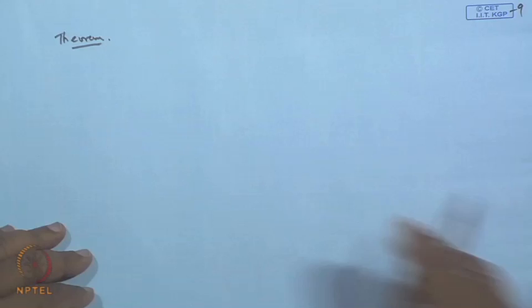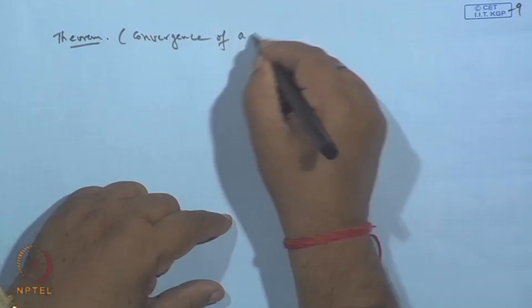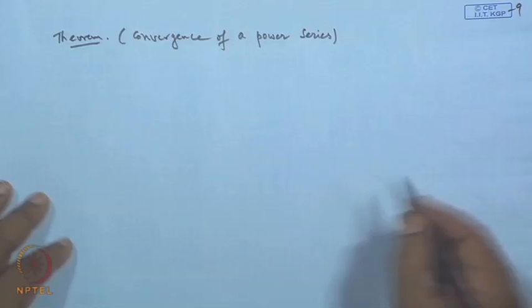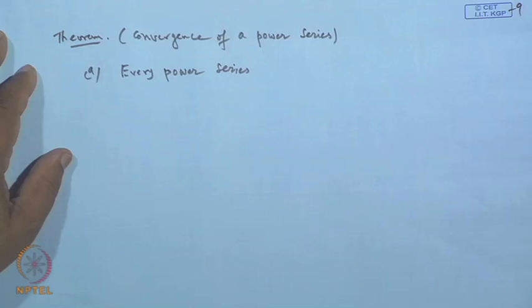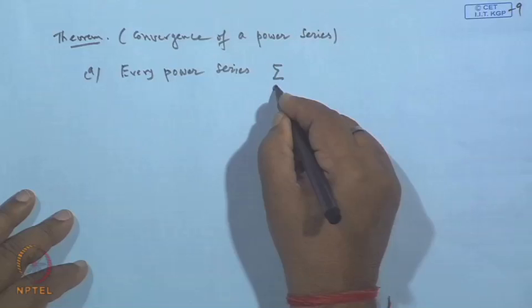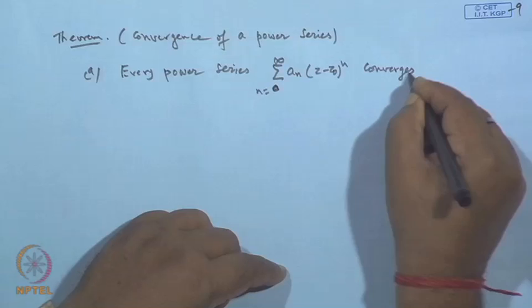So, before that, let us see a few results which are valid for a general power series. The result is a theorem on convergence of a power series. First, the result says every power series, that is sigma n from 0 to infinity, a n times (z minus z naught) to the power n, converges at the center, z naught.